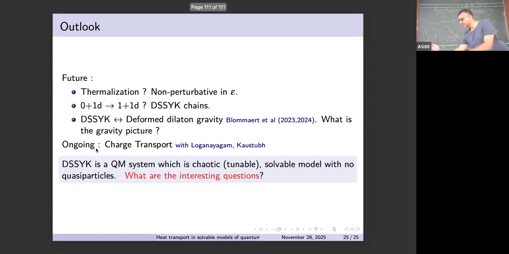Anyway, the last question I wanted to leave it with is that here is a model which is solvable, chaotic, with no quasi-particles. What are the interesting questions that one could ask? I'll just leave it there.